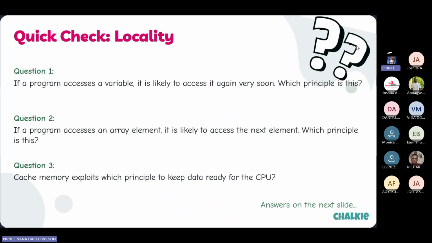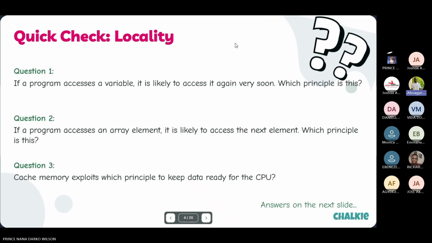Cache memory exploits which principle to keep data ready for the CPU? So which principle does it use to mitigate for the small size of itself and then still boost speed by storing only what is needed at a particular time? What's the name of this principle? Yes, any hands? All right, so I think it's temporal locality.